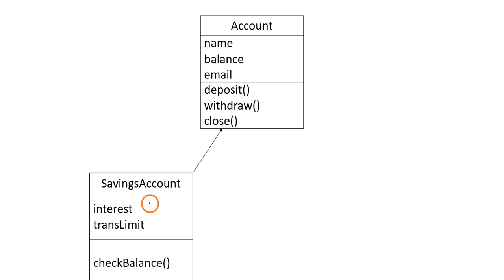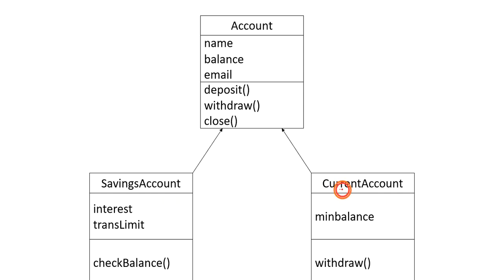Now let's see one more kind of account. This time it is called current account. Generally business people and entrepreneurs will have these kinds of accounts. The minimum balance for maintaining a current account is a little bit higher than a savings account. In some cases a savings account does not require any minimum balance, it can be zero. But in a current account you have to have some minimum balance like 10,000, 20,000, something like that. Okay, and I have created one more method called withdraw for current account.